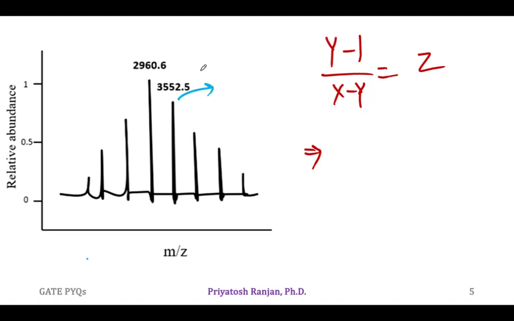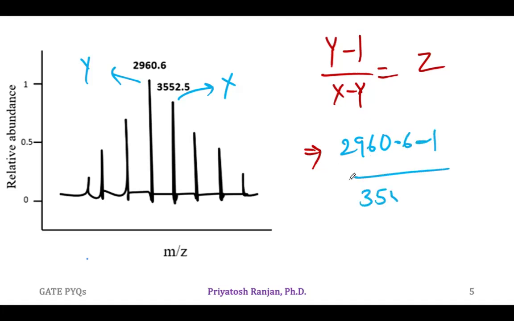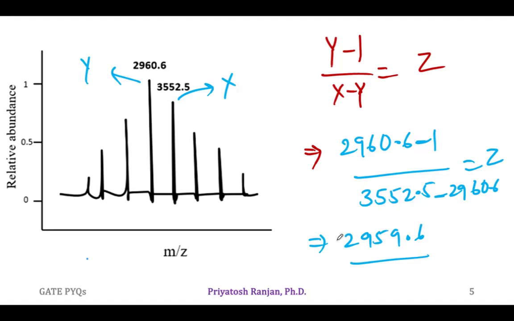Remember, I named this one as x peak, this one as y peak. So what I can do here is (2960.6 minus 1) divided by (3552.5 minus 2960.6). And the value which I'm supposed to get here is 2959.6 divided by, if you subtract this value, it's going to be 591.9. And this will give me the value of z as 5. So the charge present on this protein molecule is 5.